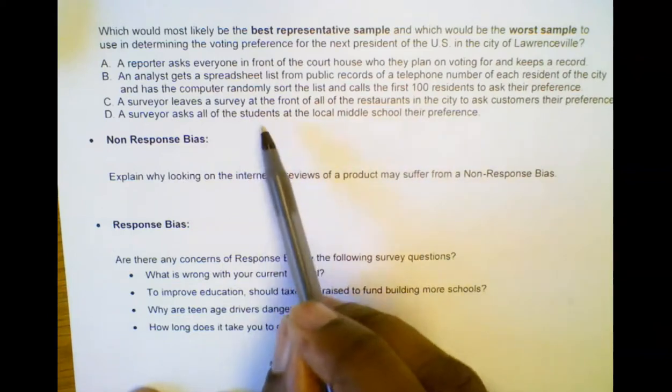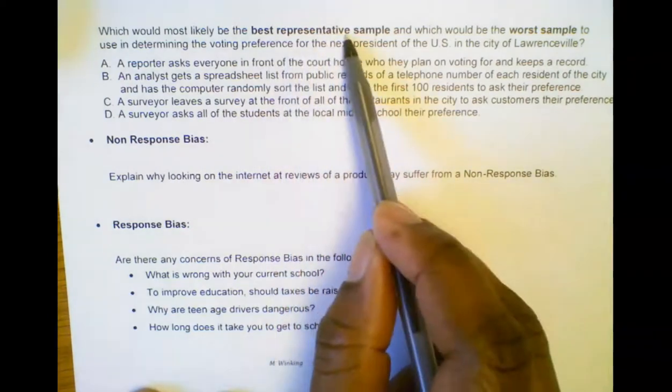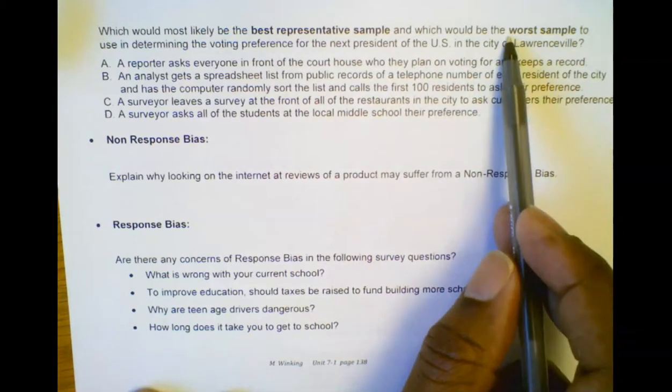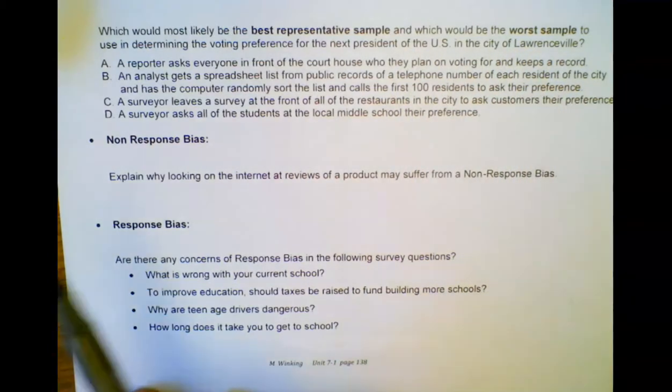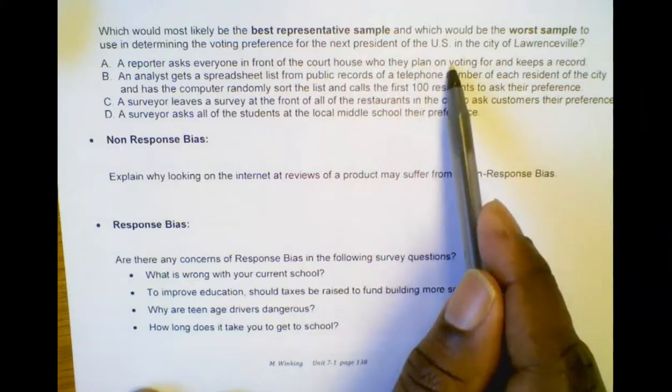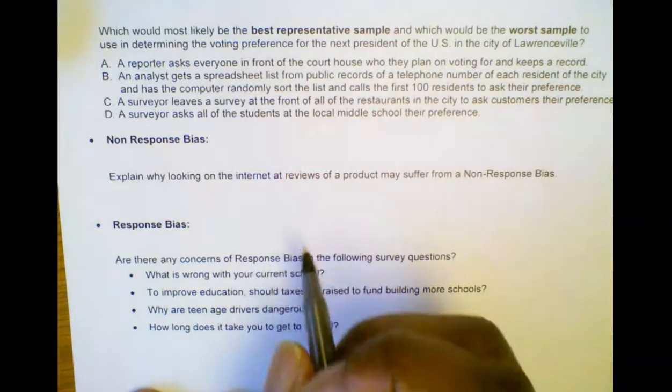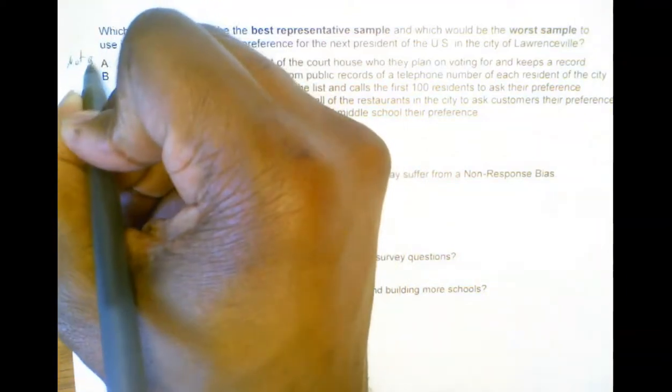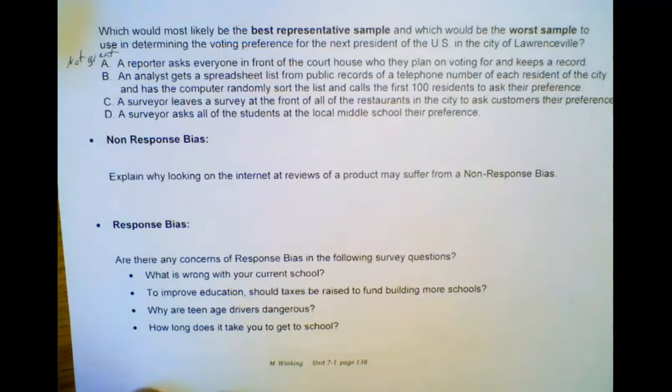So we're going to figure out which one is the best representative sample, and which one is the worst representative sample for the people in the city of Lawrenceville. If you ask all the people around the courthouse, I wouldn't say that's very good. Why are they in front of the courthouse? Are they there for some political reason? Are they there because they're on their way to court for breaking some law? So I don't know if that's a good sample.